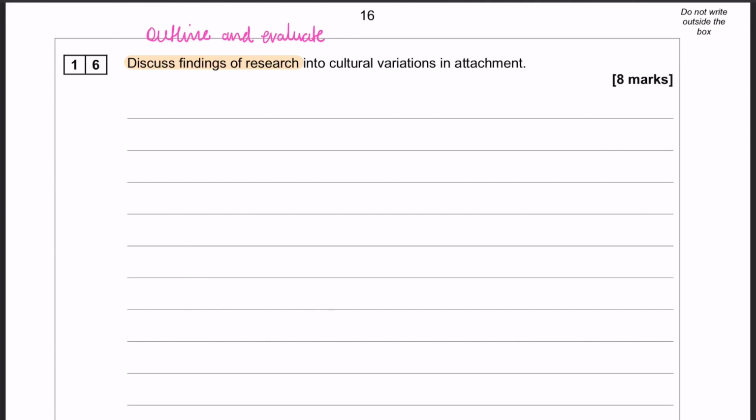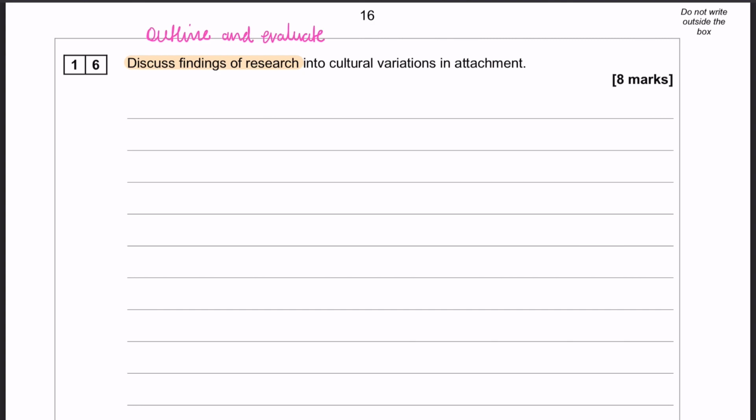Okay, so question number 16 of this paper is another essay. It is: discuss findings of research into cultural variations in attachment. Now, there are three things here that I'm going to point out to you. Some of them I pointed out to you in our last 8 marker, but I just want to go through it again to make sure that everybody is happy.